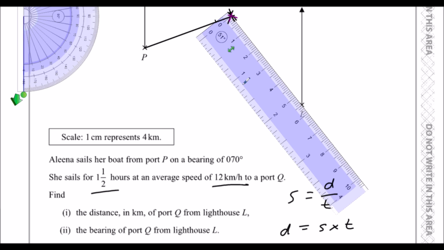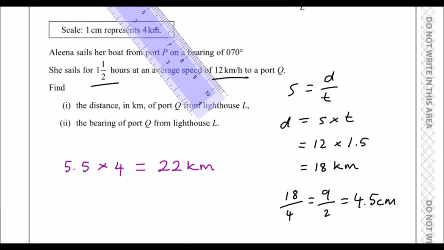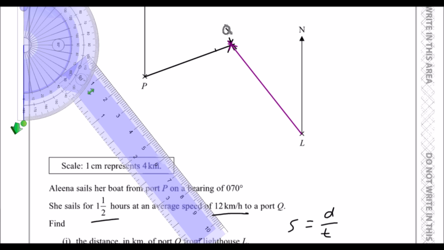The bearing, so let's draw this line on. It's the bearing of Q from L. So it's from L, and it's from the north line of L clockwise. So we always measure a bearing clockwise from the north line. So it's this angle around here that we want to work out. The bearing of Q from L. So we're starting at L, we're measuring from the north line clockwise.